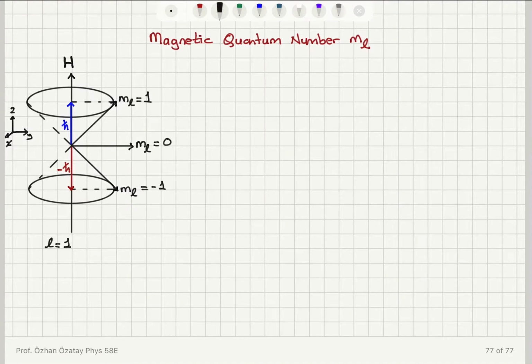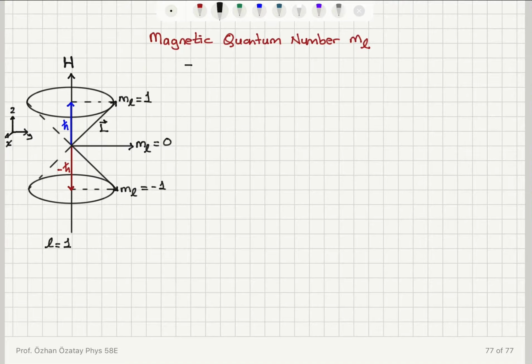Now we will talk about the magnetic quantum number m sub l. So what is the significance of this quantum number? It basically gives us the relative orientation of the angular momentum vector L with respect to an applied magnetic field H, and we see that it is going to be quantized.